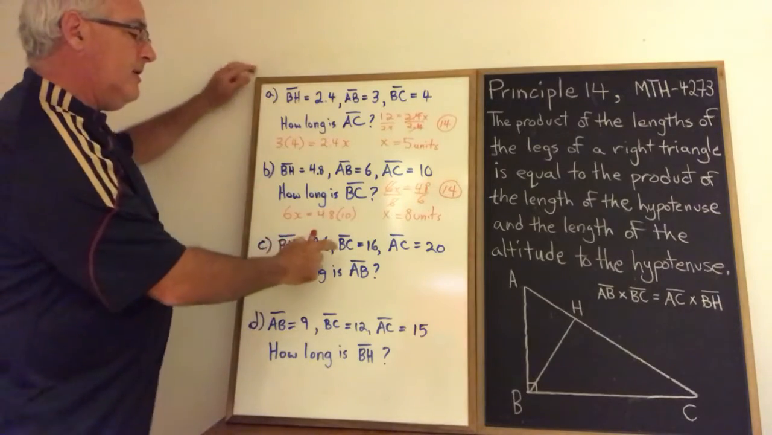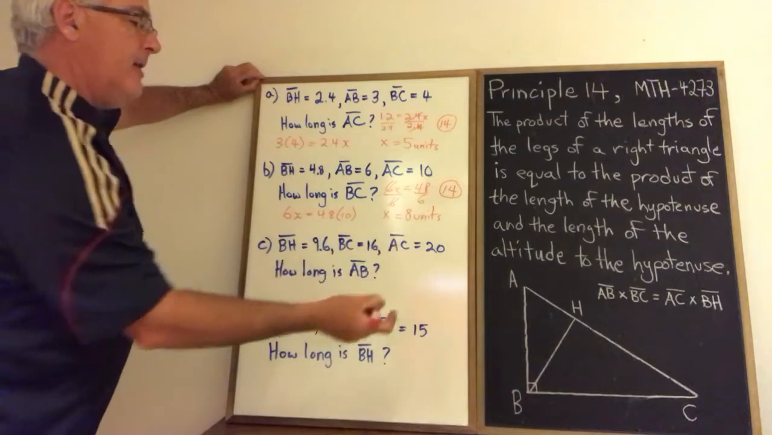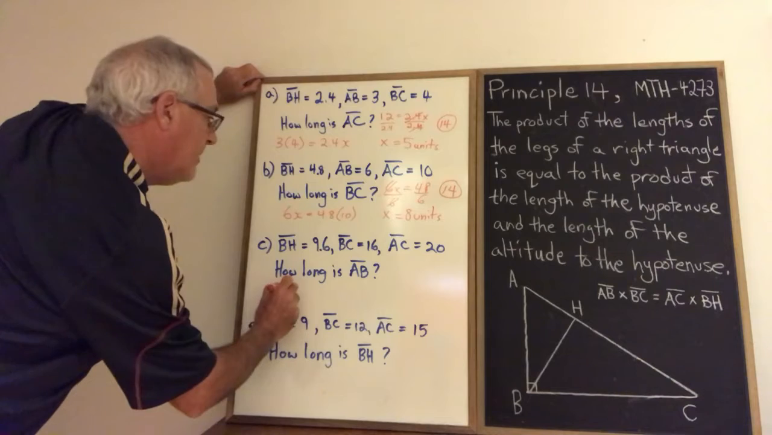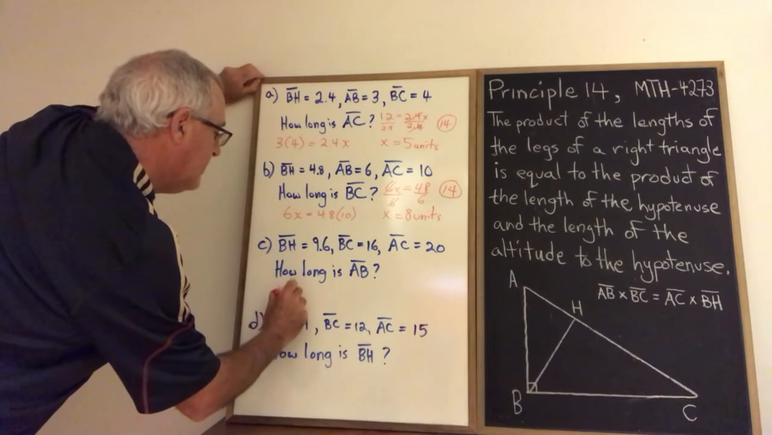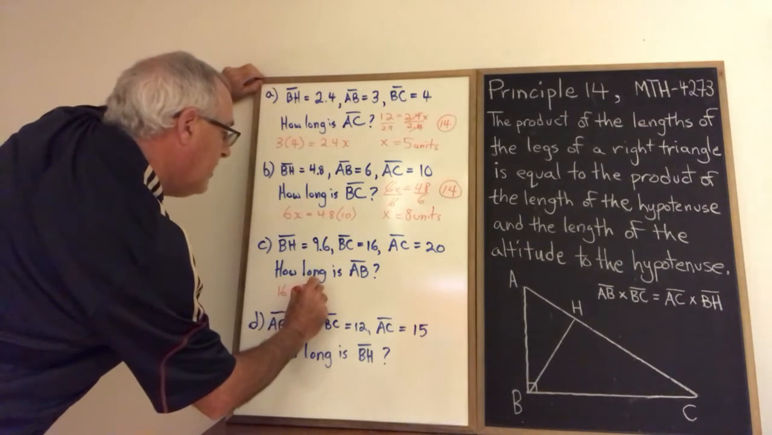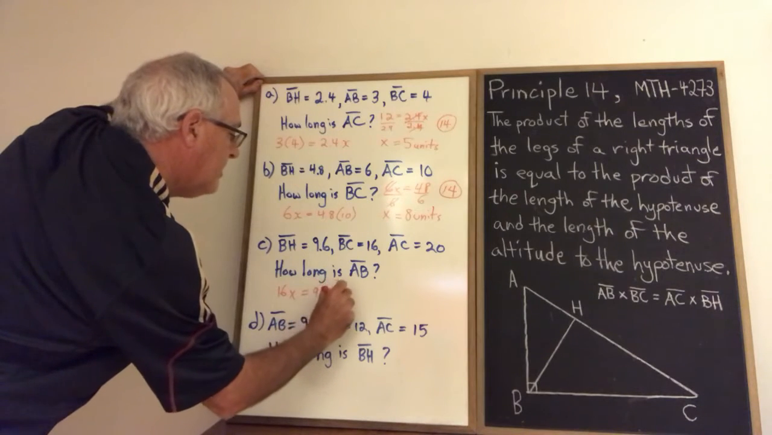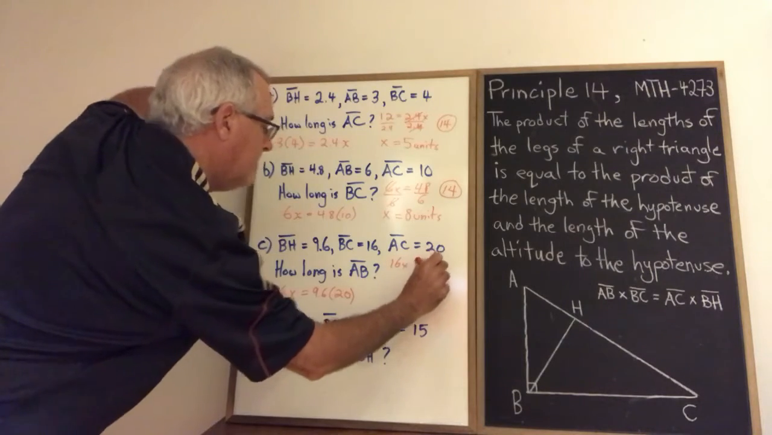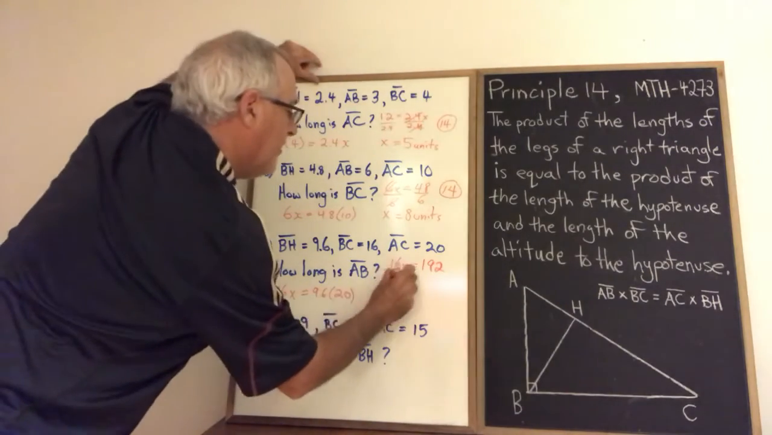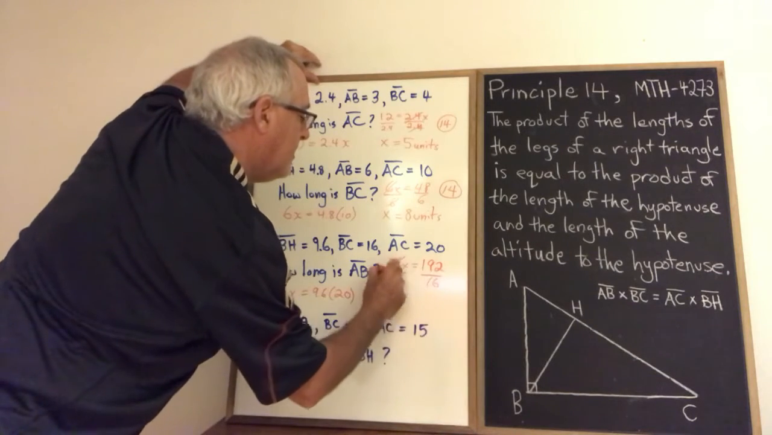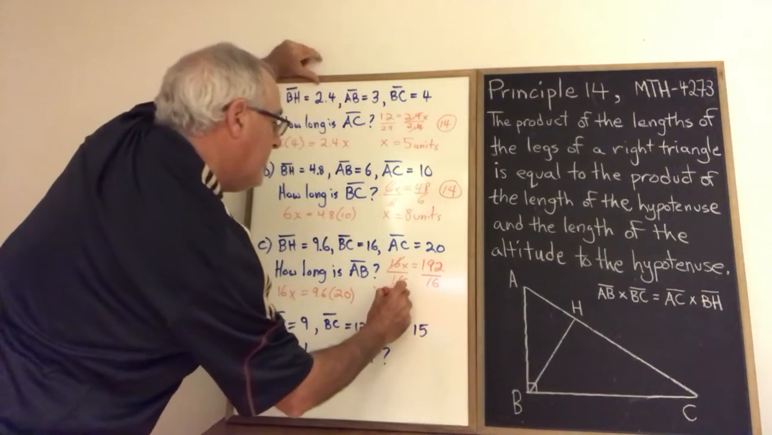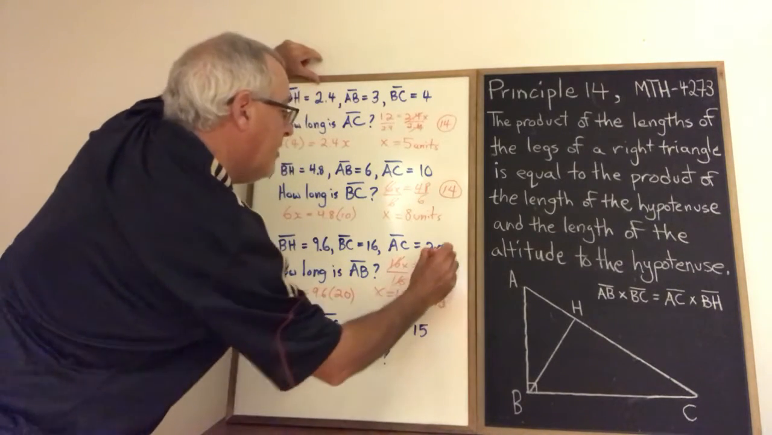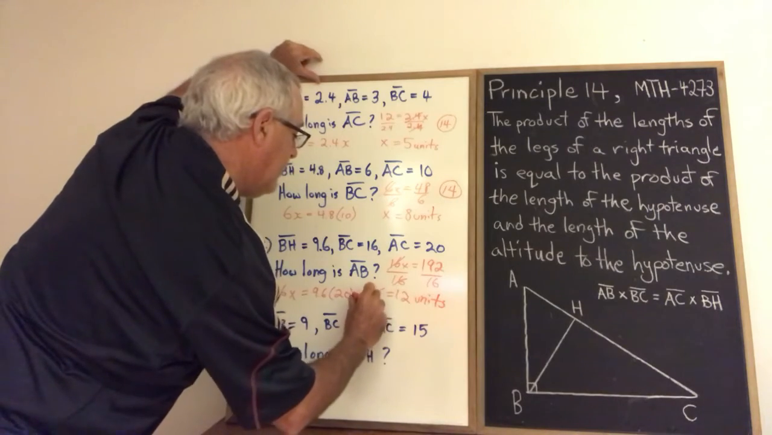The third one, we're given the altitude, the longer leg, and the hypotenuse, and we're being asked for the shorter leg. So we have 16x is equal to 9.6 times 20. 16x is equal to 192. Divide both sides by 16, isolate our x. X is equal to 12 units. And again, I say that I used Principle 14.